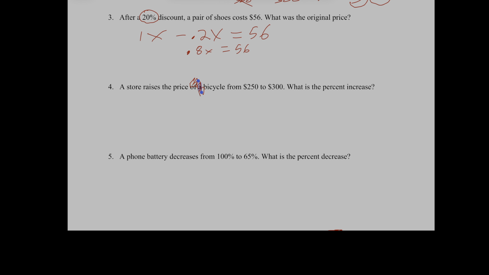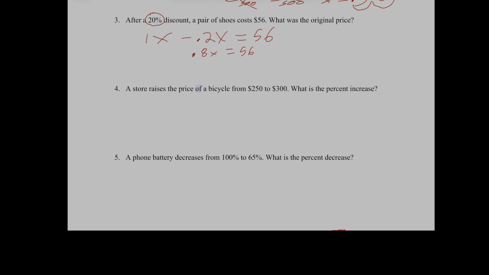What is this doing there? How do I get rid of that? It's bugging me. Oh, well, no big deal. So what I'm going to do is, yay, I got rid of it. Divide by 0.8.